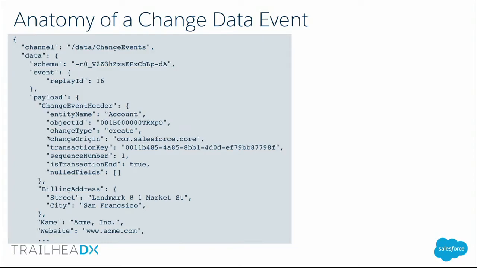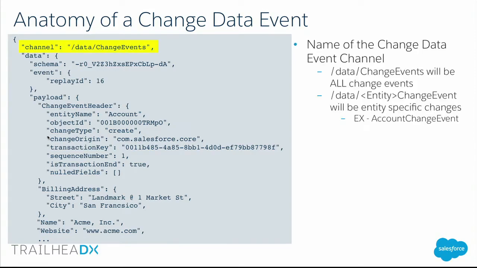So the anatomy of a change data event is fairly straightforward. If you have played with platform events at all, or if you've looked at the streaming API, this will start to look fairly familiar. The first thing we have is the name of the event channel. We have this one channel that we're looking at here, /data/ChangeEvents, and this is the fire hose. This will give you everything that we are currently streaming to you in one.